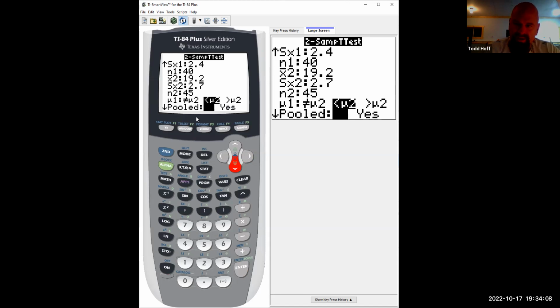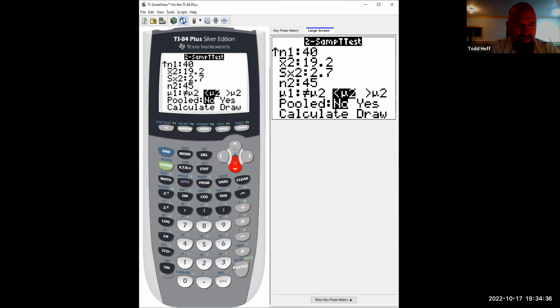Now, pooled here is a big question. If we were doing this calculation by hand, pooling the standard deviation or pooling the variance makes the calculation a lot easier. It avoids actually using that degree of freedom calculation. But since we're going to let the calculator do the work, we don't care if we have the easy way. So this will always be no on the calculator. We're going to make the calculator do it the hard way, but the more precise way. And then calculate.